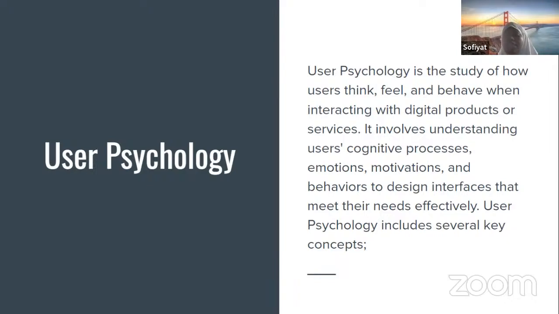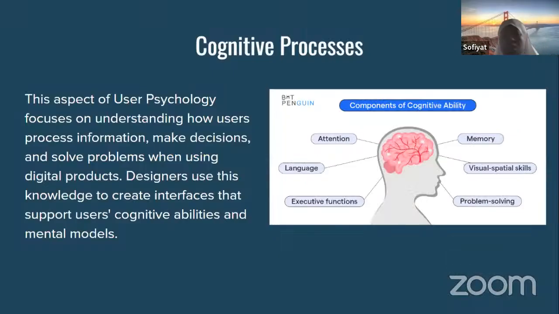And it involves understanding user cognitive processes. These are the things I will be discussing under user psychology: emotion, motivation, and behavior, to design something that meets the need effectively. So these are the things I'll be discussing in the next session. Yeah, so this is the cognitive process.